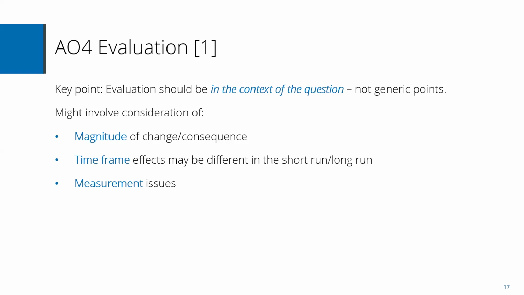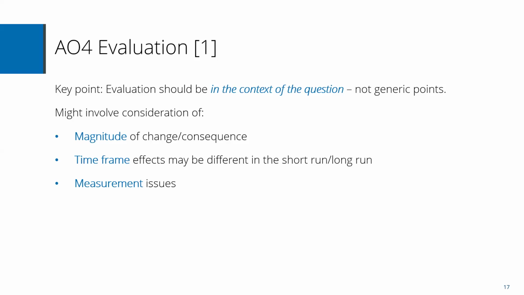If it's put in separately, it's likely that it's just something that's repeated from the extract that the exam paper has provided to them. That is not going to be appropriately applying it. So the analysis and the evaluation should be in conjunction with that application, in the context of the question. And it might involve things like the magnitude of the change or the consequence. So yes, this situation may occur, and they've gone on to analyse to say the cause, the consequence, the chain of events that are leading to that in context.